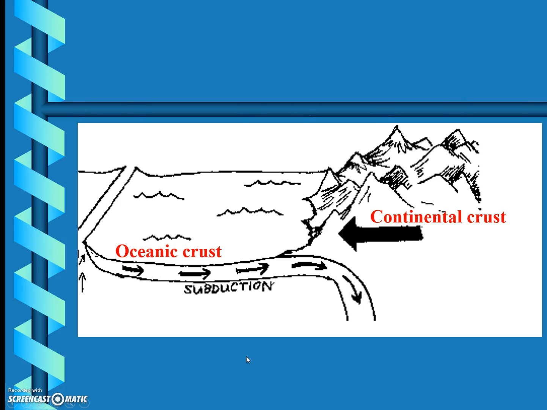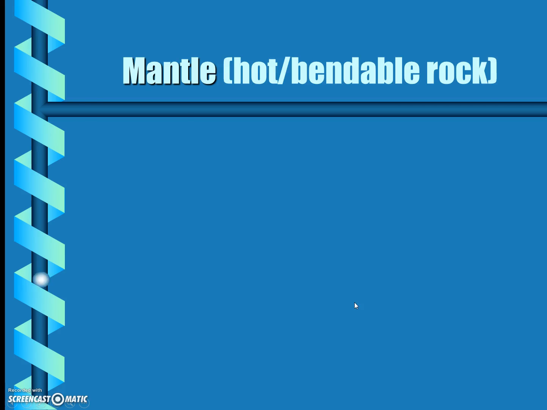So what happens a lot of the times with plates moving is that the oceanic crust is more dense, so it's actually going to go underneath the continental crust. When this happens, it's called subduction, and when subduction happens, volcanoes occur over here, which is very interesting. The continental crust will move, it's lighter, so it's going to stay on top, and that oceanic crust is more dense, so it's going to come down underneath the continental crust. So make sure you understand what's going on there.